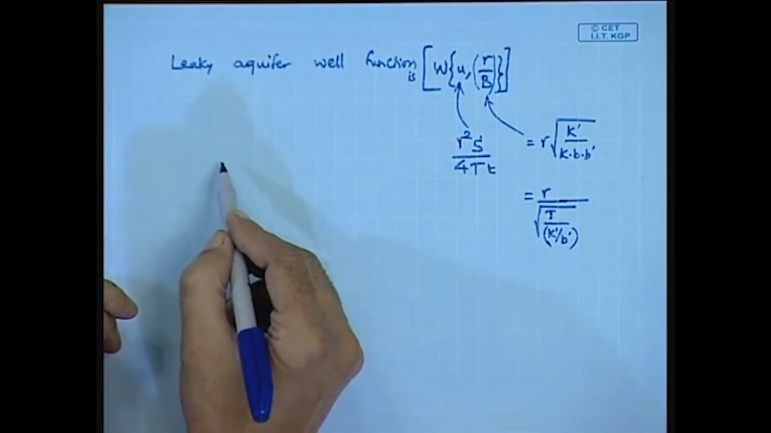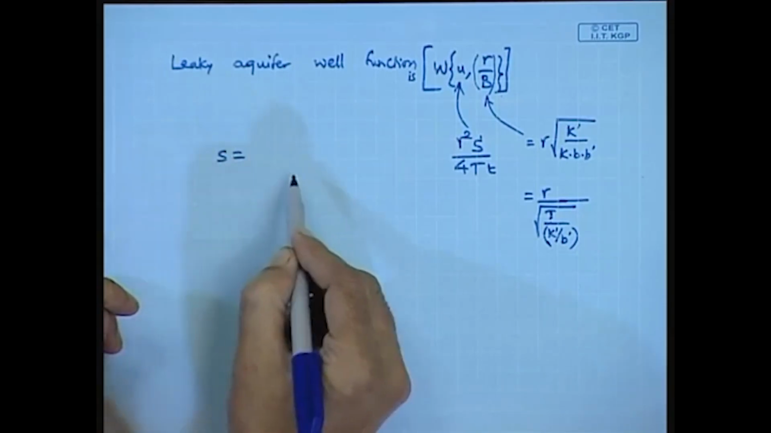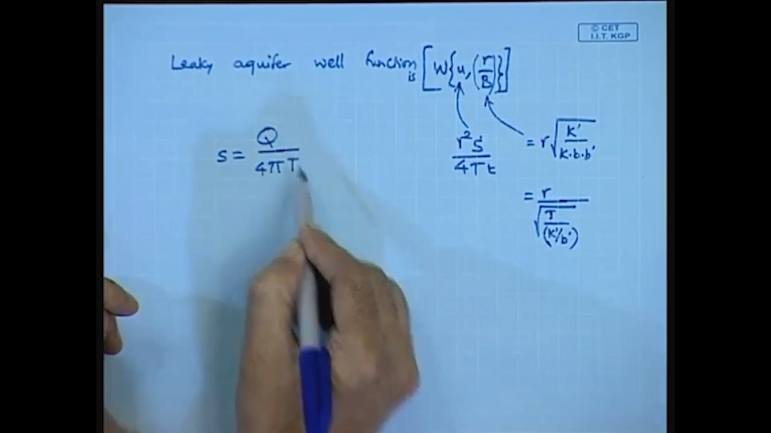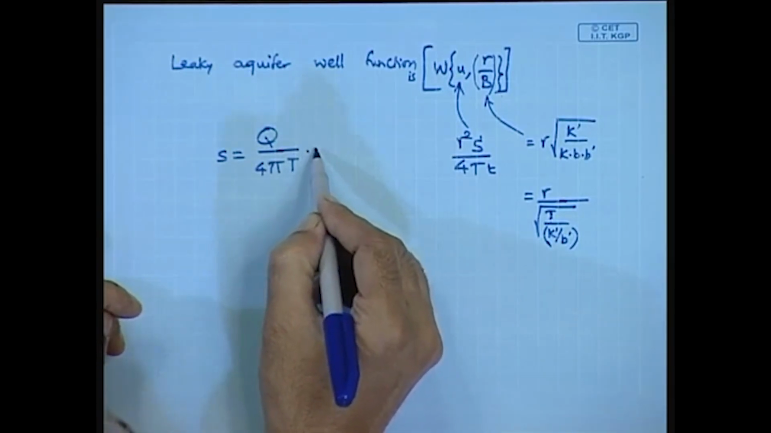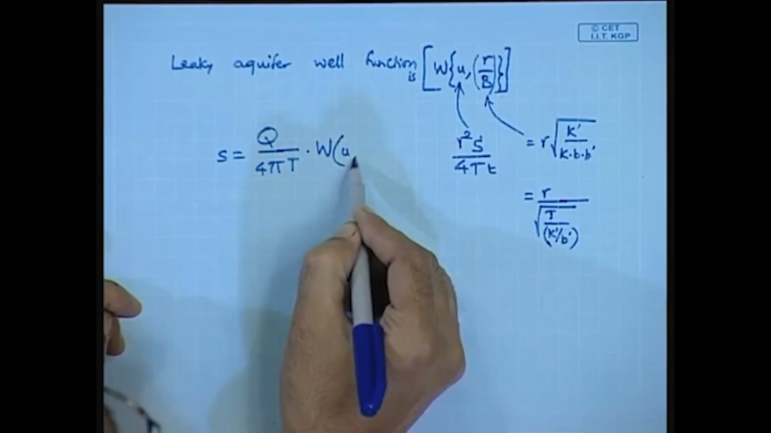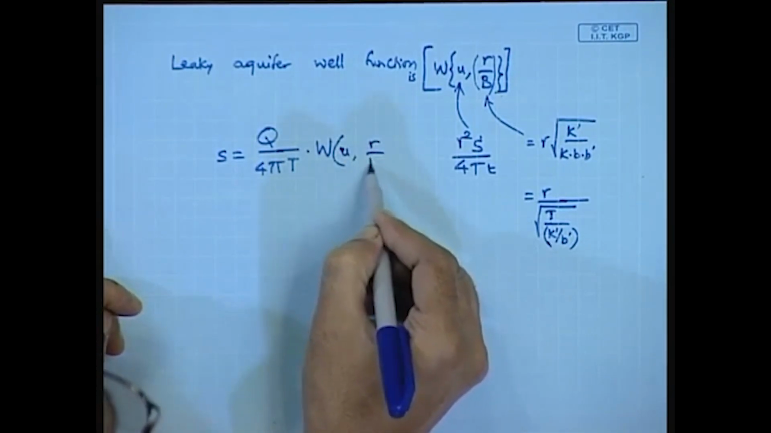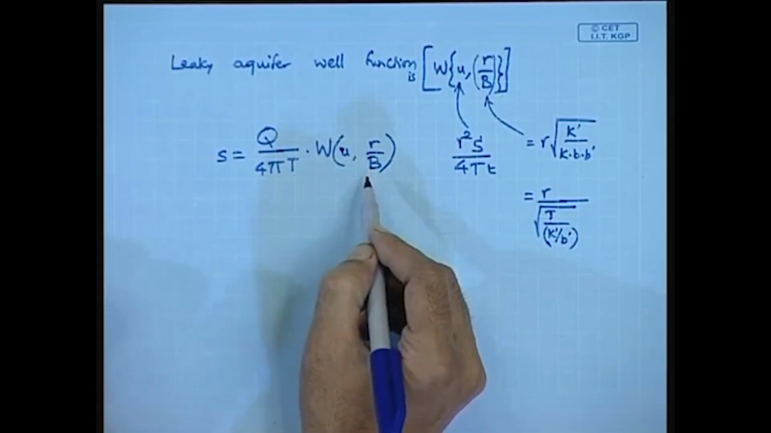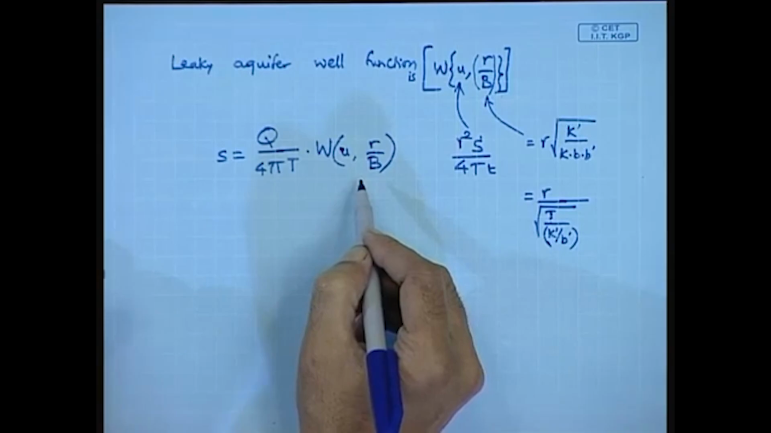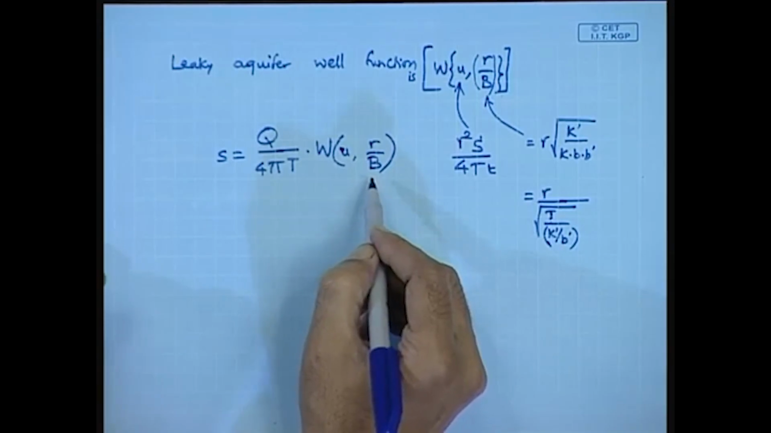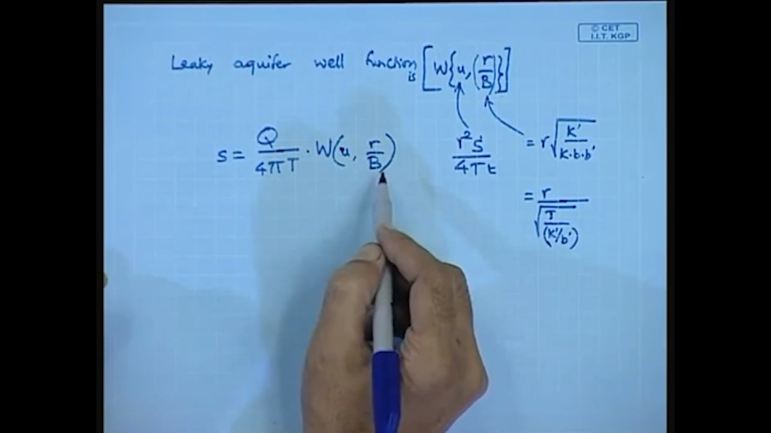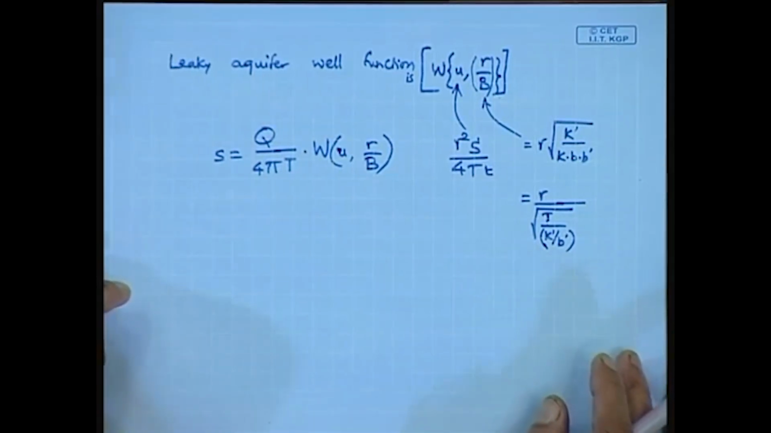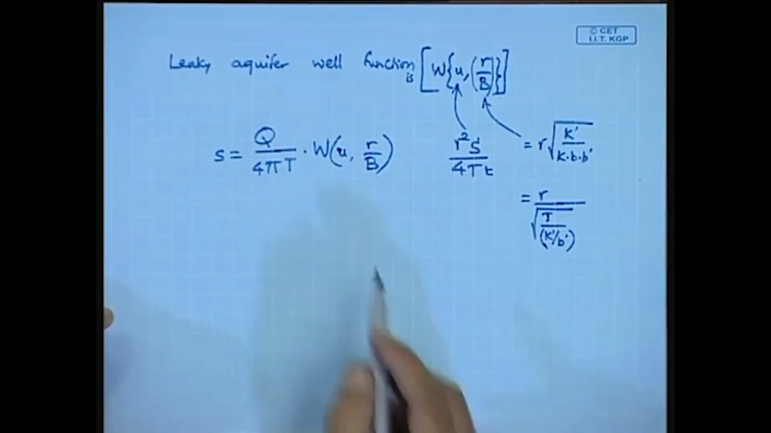Now the equation for the drawdown is given by Q divided by 4 pi into the transmissivity of the leaky aquifer, multiplied by the leaky aquifer well function, that is W U comma R by B. Capital B represents the equivalent thickness of the leaky aquifer, which is confined by a top aquitard or top semi confining layer.